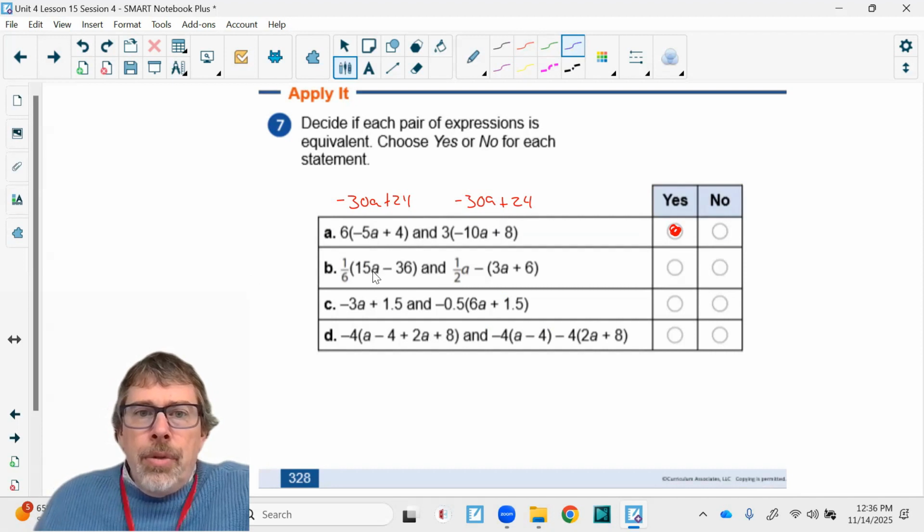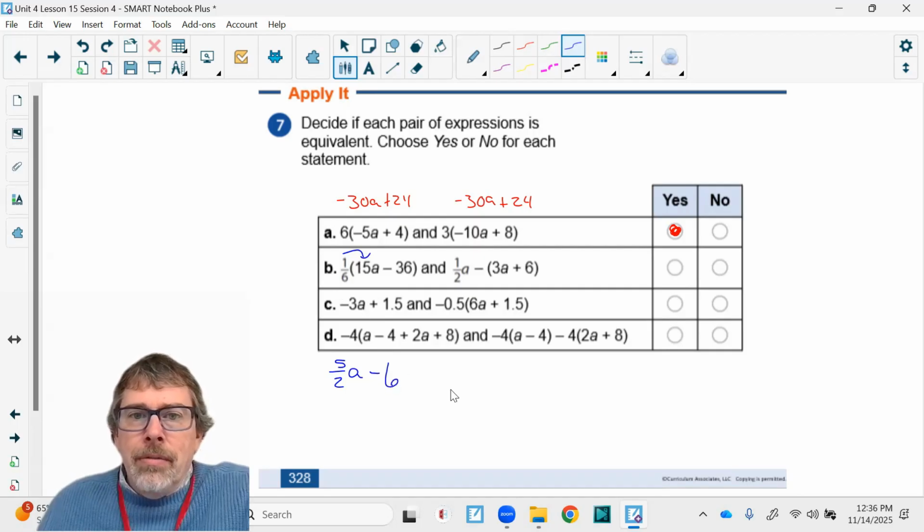Okay. So this one here, it's going to be 1/6 times 15a. So I'm going to do that down here. That'd be 15 over 6. Well, 3 will go into 6 2 times, and 3 will go into 15 5. So that's going to reduce to 5/2 a minus, and 36 divided by 6 is 6. Okay. So if I have 1/2 a minus 3a, that is a negative. So that's going to be a negative a, and this is positive, so I don't even need to go any further. That's a no.